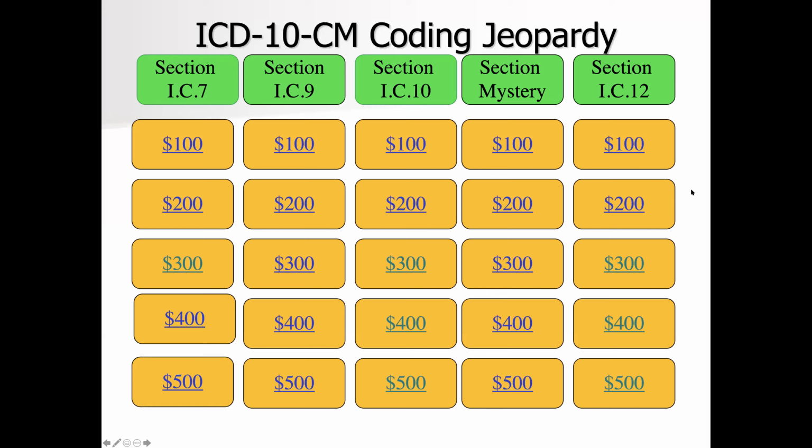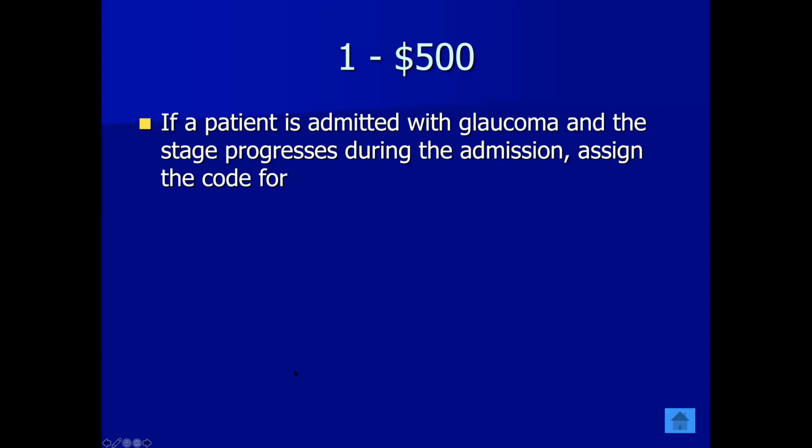Section 7 for 500. Section 7 for 500. If a patient is admitted with glaucoma and the glaucoma stage progresses during the admission, assign the code for.